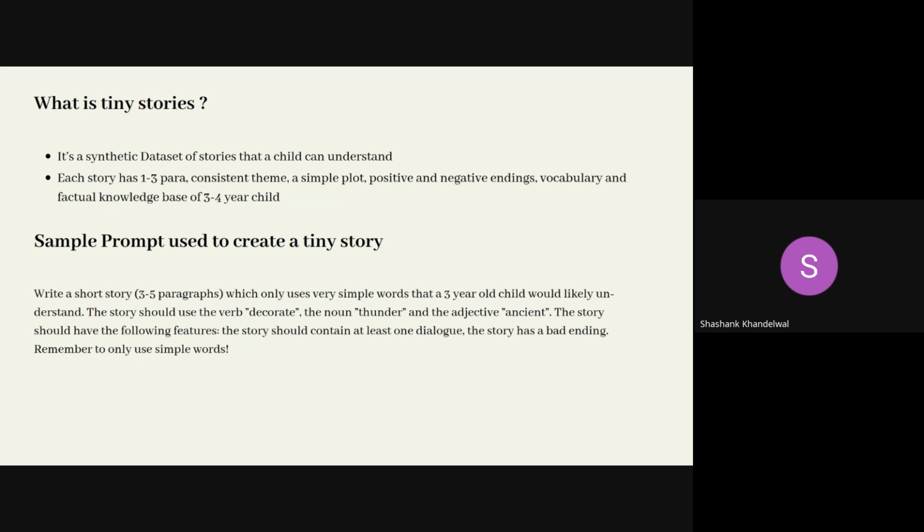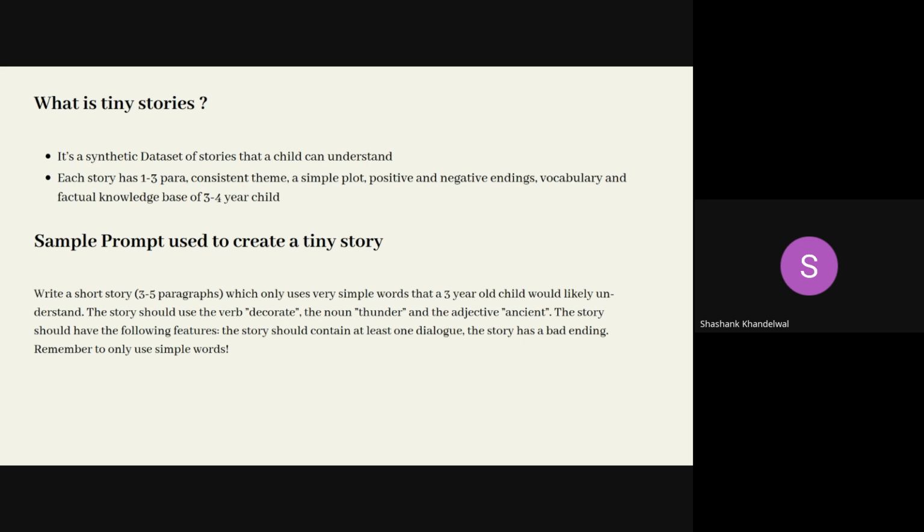Here, they are not trying to beat the LLM. What they are trying to solve is making a small language model with a good understanding of the language, vocabulary, and plots, and which can have good reasoning based on grammar and rules. That's it.